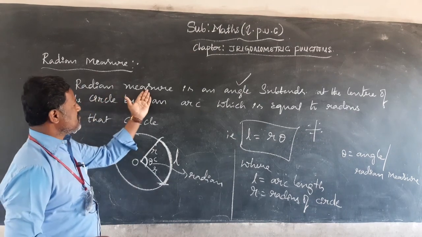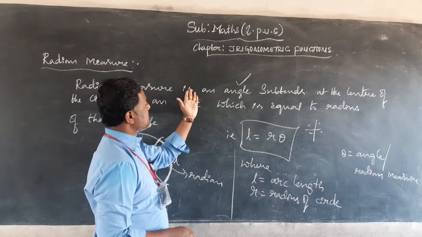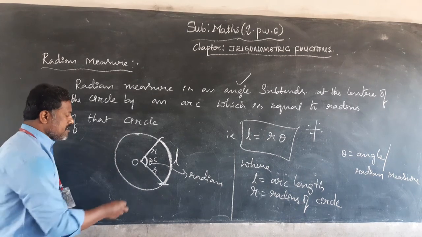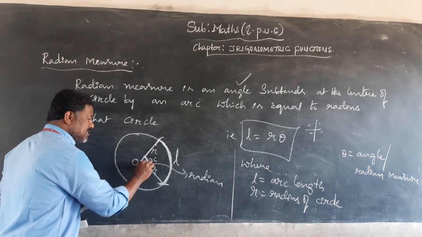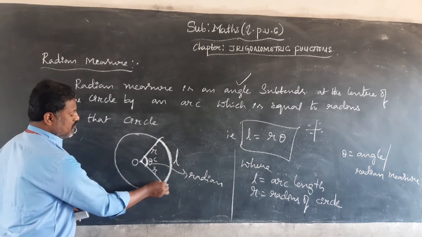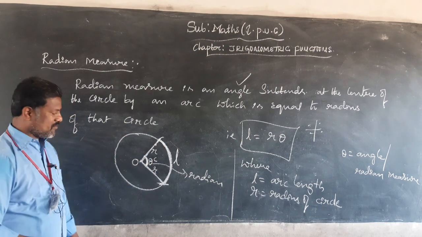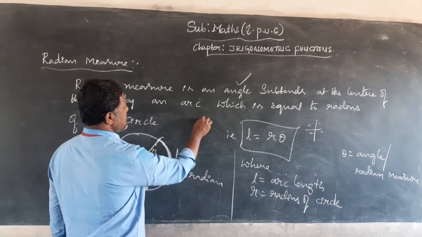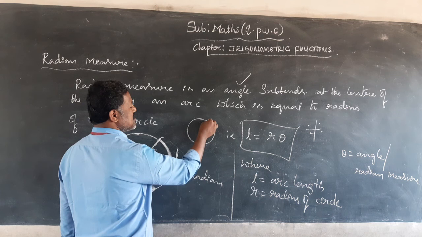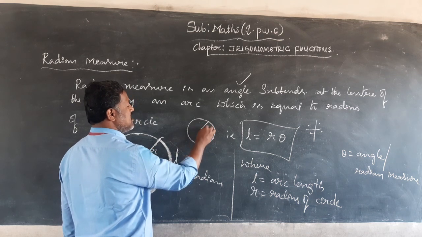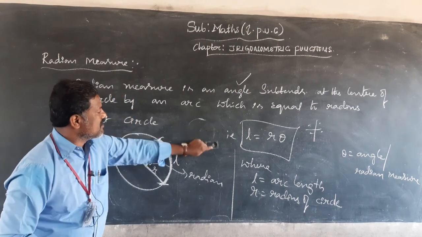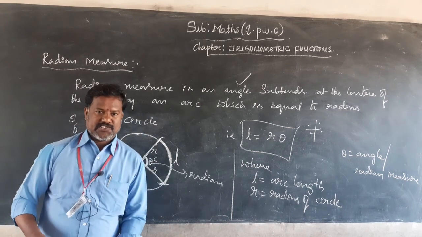Okay children, radian measure is an angle subtends at the center of the circle by an arc which is equal to the radius of the circle. Once again, see children, radian measure is an angle subtends at the center of the circle by an arc which is equal to the radius of the circle. Okay children, pause the video and take down the definition.